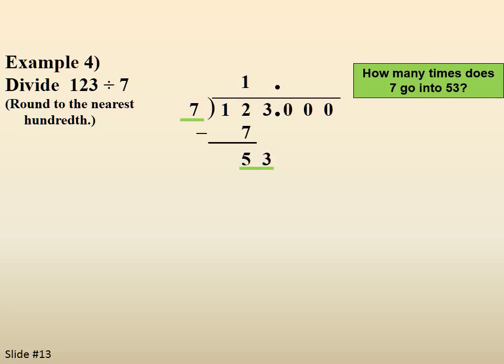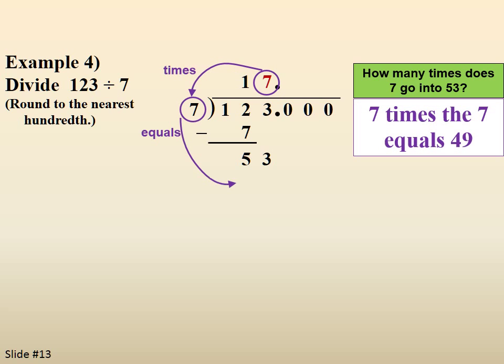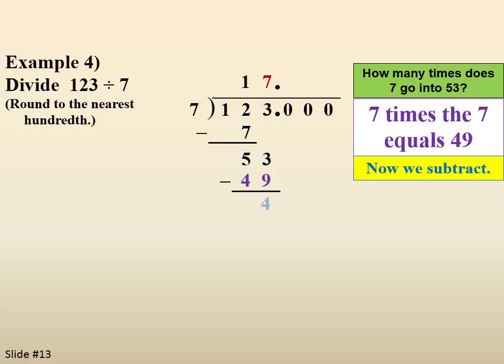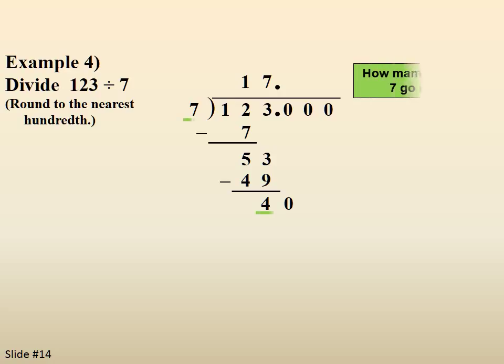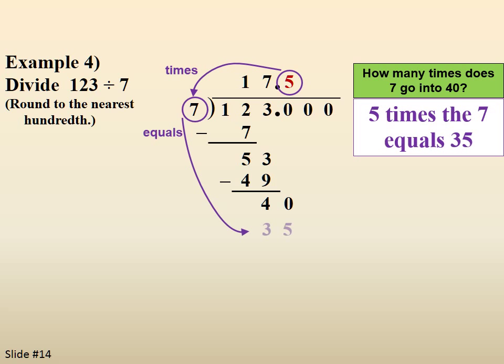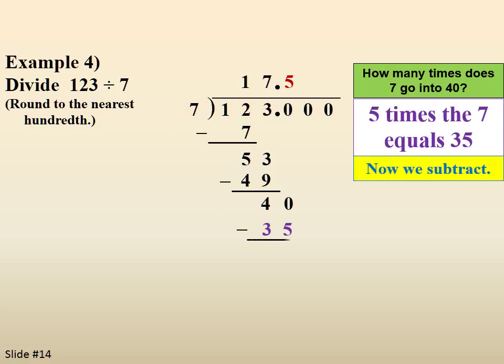It's going to come out naturally in our question. So 7 goes into 53 7 times. 7 times 7 is 49. We subtract. Bring down the 0. So now 7 goes into 40 5 times. 5 times 7 gives us 35. We subtract. Bring down the next 0.